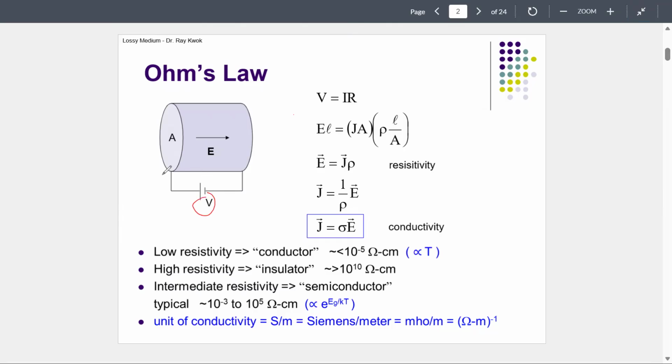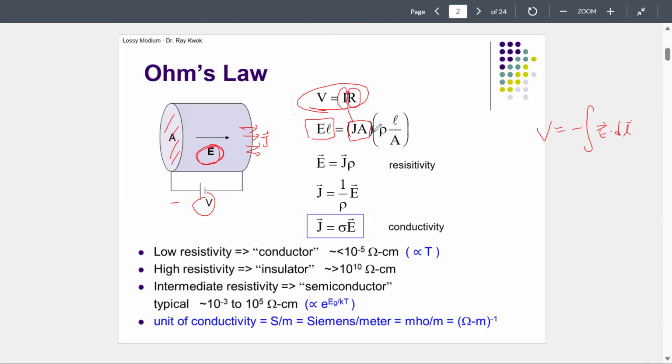So if I apply a voltage across the material, which has a cross-sectional area A, it will set up an electric field along the material, and Ohm's law says V is IR. If the electric field is E and uniform, then the voltage is just electric field times the distance, because the voltage is E dot dL. If E is constant, it's just E times L. And the current is the current density times the cross-sectional area, right? This tells me how much current density I have moving in this medium.